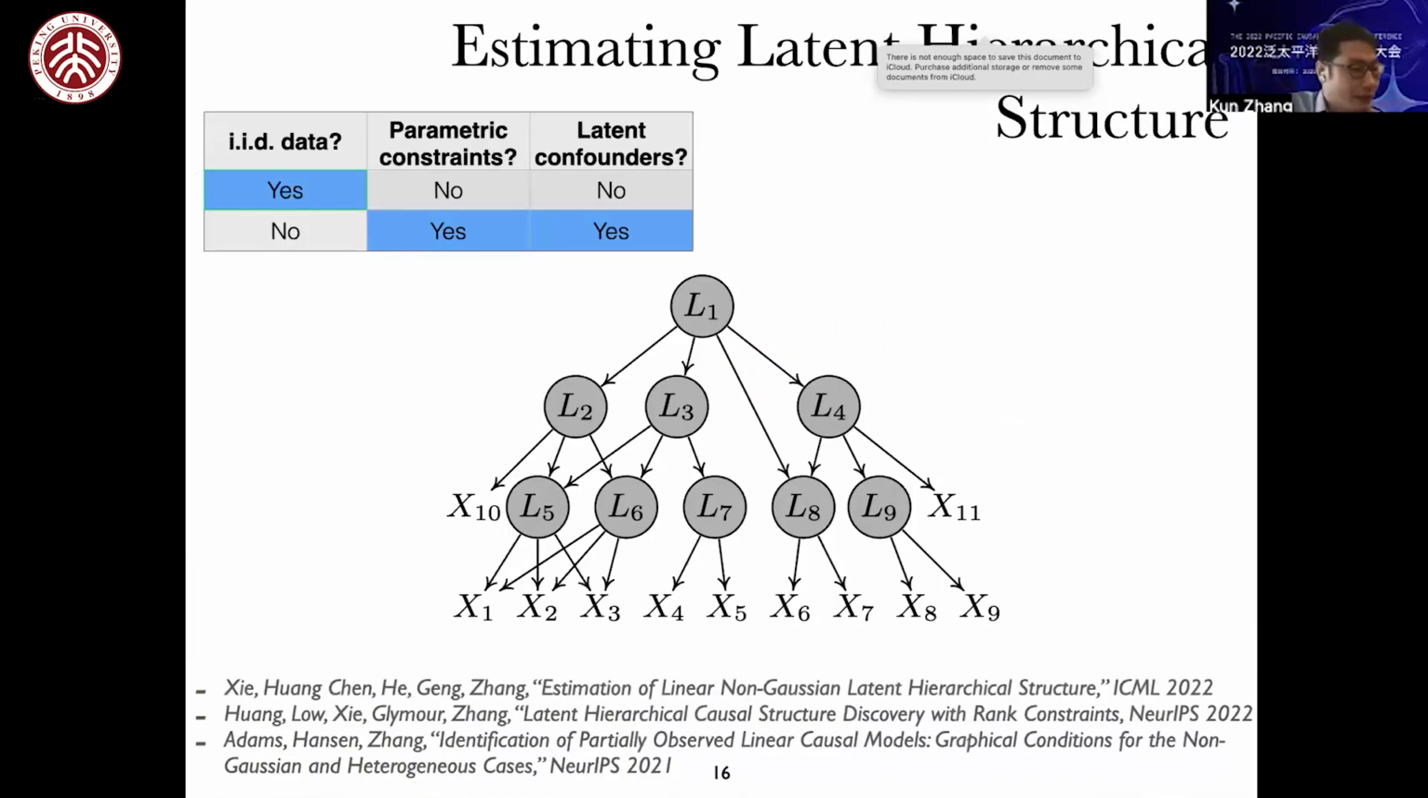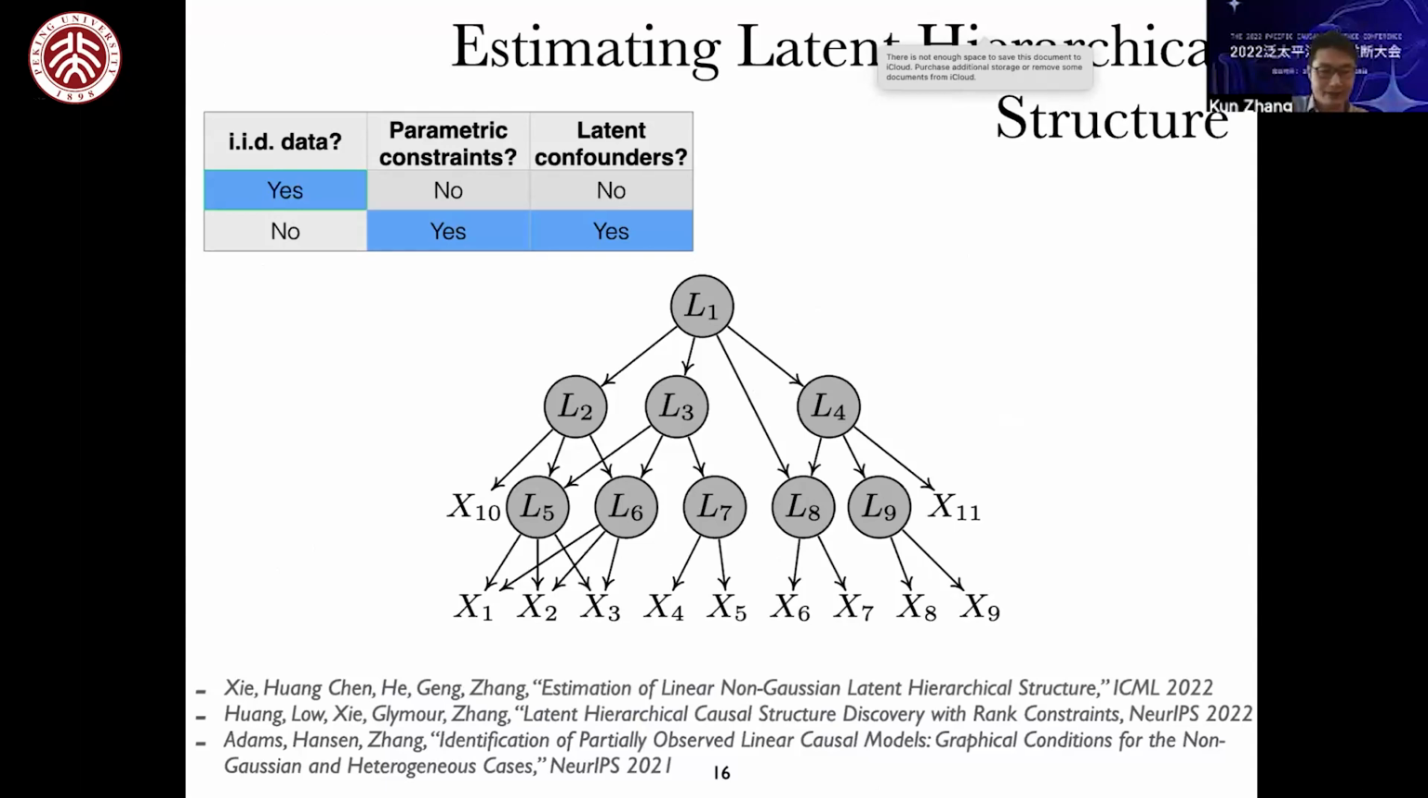And we can go further. We can even recover a kind of deep structure with the latent variables. So here we have a number of measured variables, x1, x2, x3 through x11. And under some assumptions, we can recover all those latent variables and their relations.